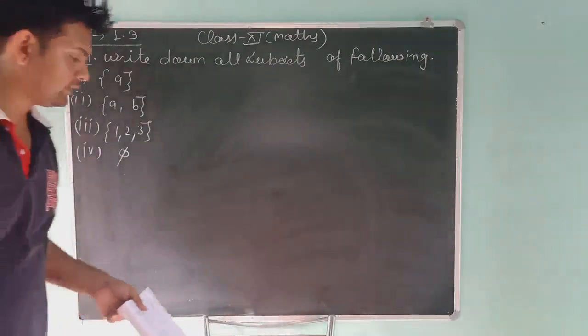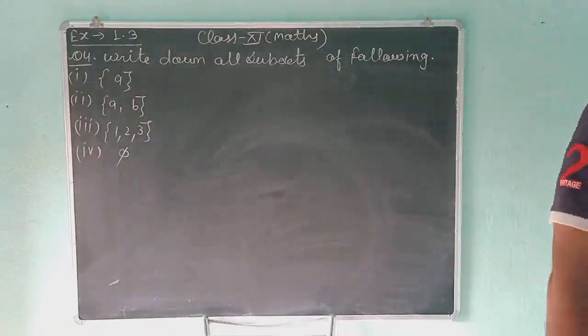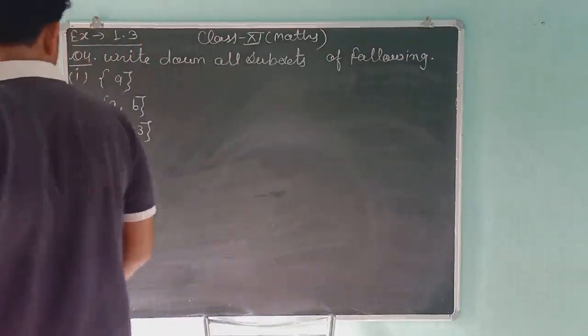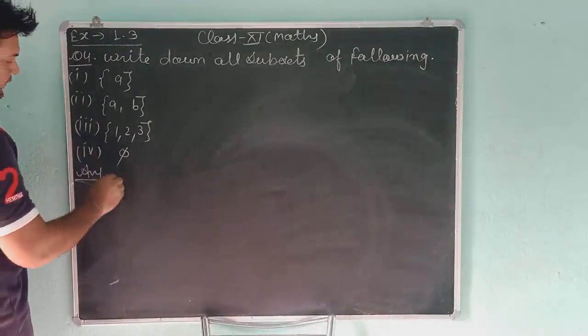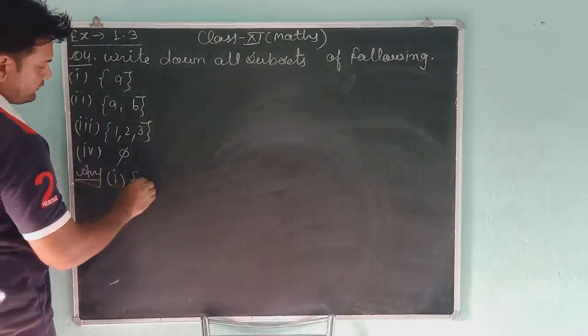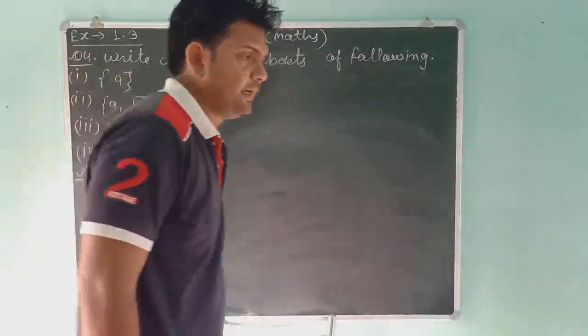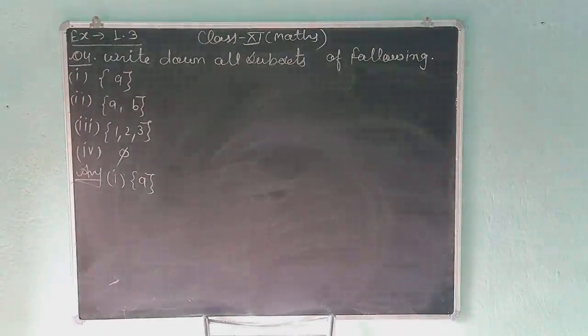So students, in question number 4 we have 4 parts, and according to the question we have to write down all subsets of the given 4 sets. Okay students, answer of the first. Here we have a set A, and the only element in this set is small a.